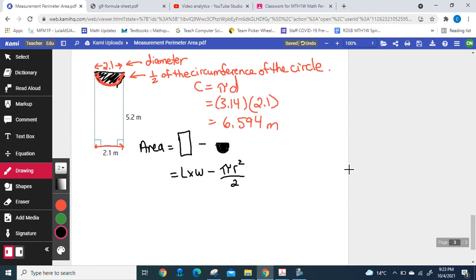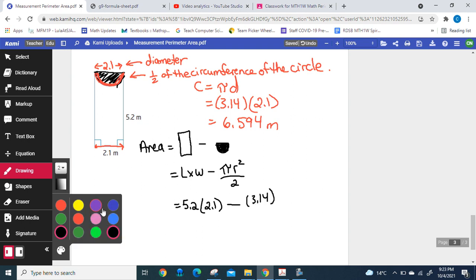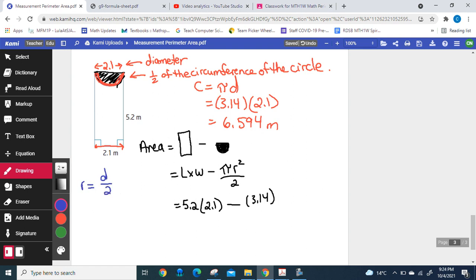Okay. Do we have numbers for these? Let's check. Length would be our 5.2, and we're going to times that by our width, which is our 2.1. Minus, see, pi is 3.14. Our radius, well, our radius is going to be half the diameter. R is equal to d over 2. And since our diameter is 2.1, well, let's see, 2.1 divided by 2 gives me 1.05 meters. So that'll be our radius. So we'll put that in here, 1.05, square it, and all divided by 2. Follow your order of operations here, people.